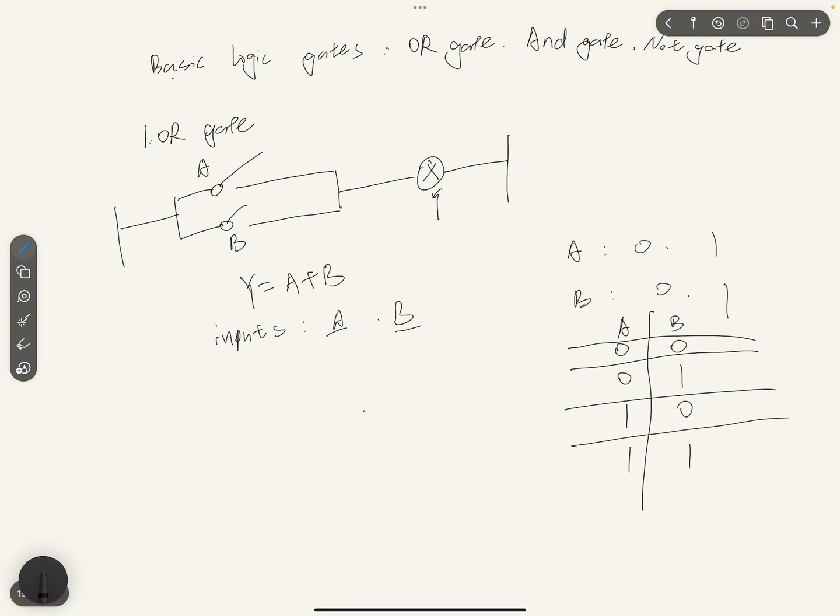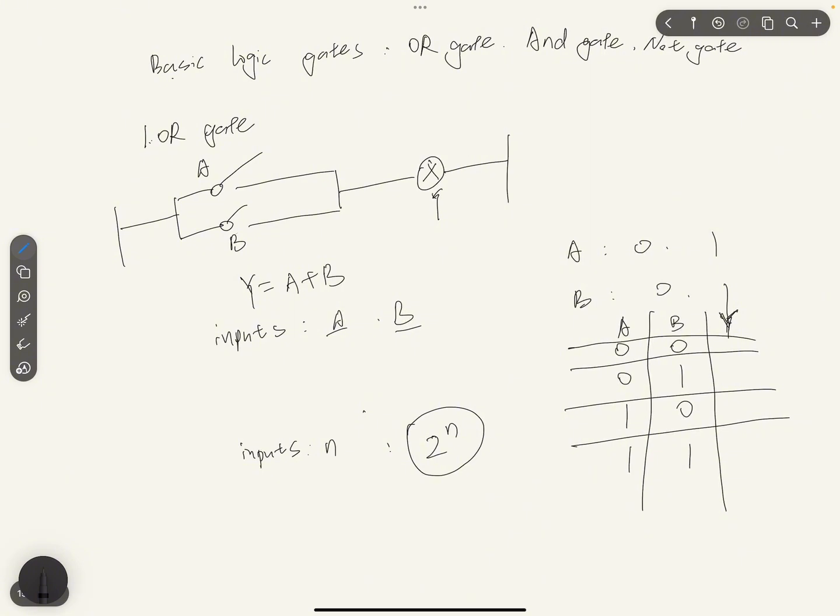That's how many inputs we have. Since we have two inputs, the combinations will be based on the inputs number. So if we have inputs as n, the combination will be 2 to the power of n. That's how many combinations we have. So for the output, say this is y.